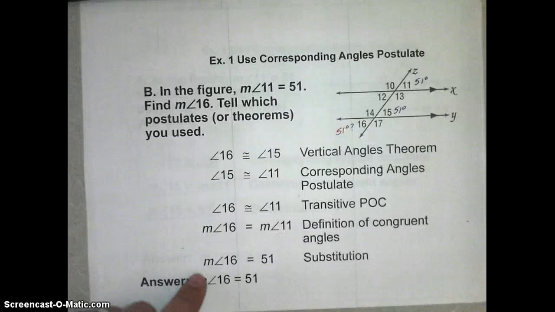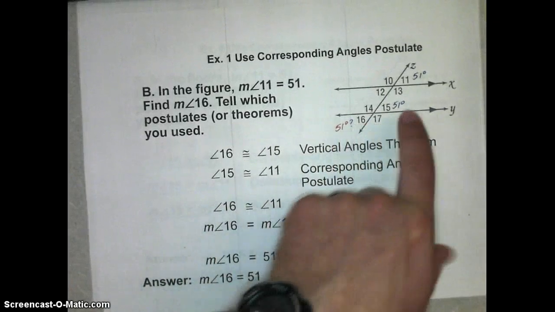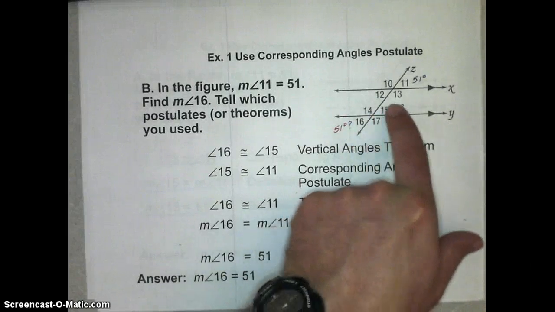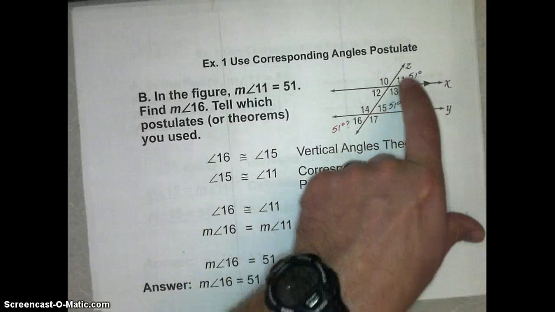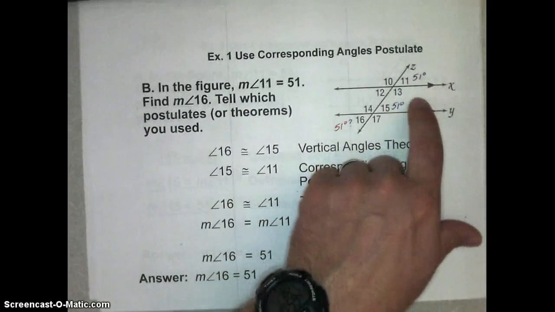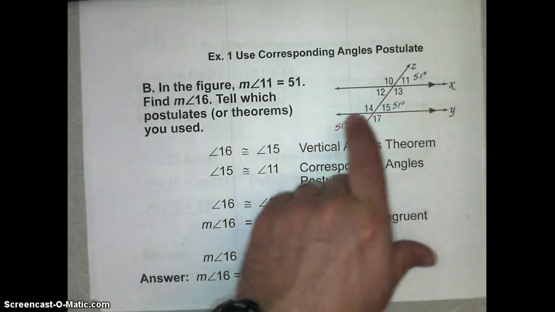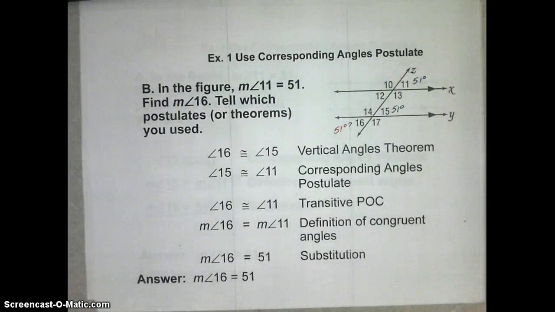Now, you don't have to write all this out. You probably could recognize that that angle measure is 51 degrees because these two angles are vertical angles, so they're going to have the same measure. And these are corresponding angles, so they're going to have the same measure. Notice that x and y are parallel lines. That's the only way to make sure that these are all the same. In fact, every acute angle in this diagram would be 51 degrees.